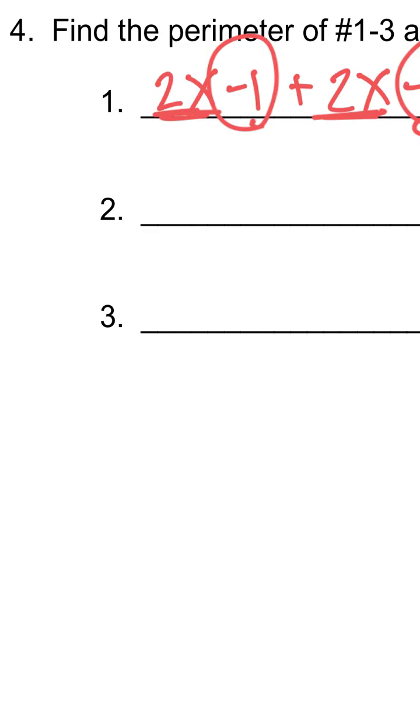Okay, number 2, you're going to find the perimeter of the right triangle, which was on number 2. So go ahead and grab all of those sides and add those up.